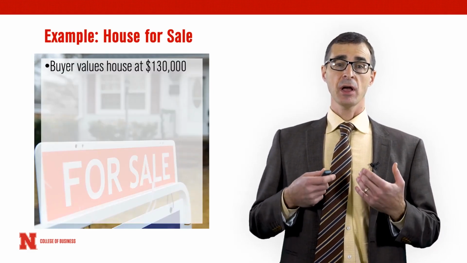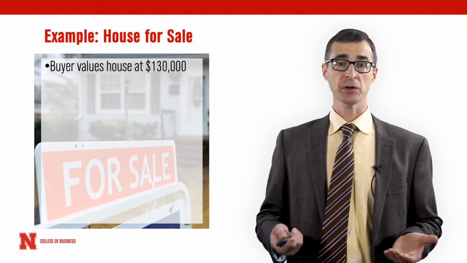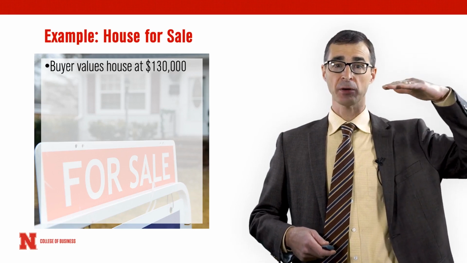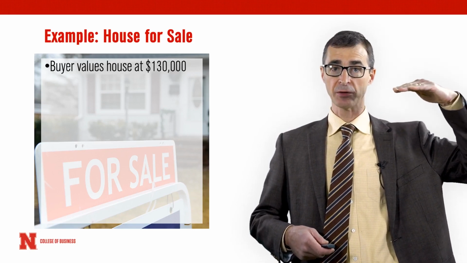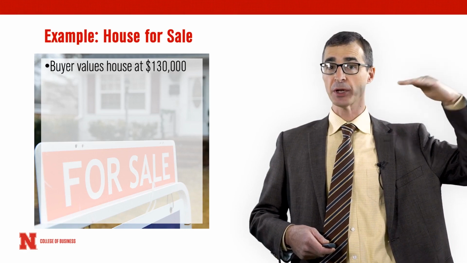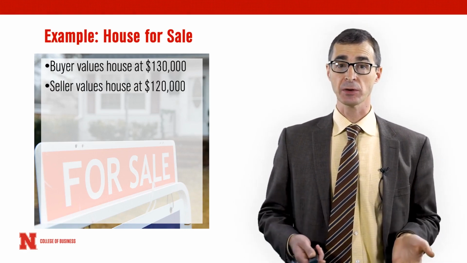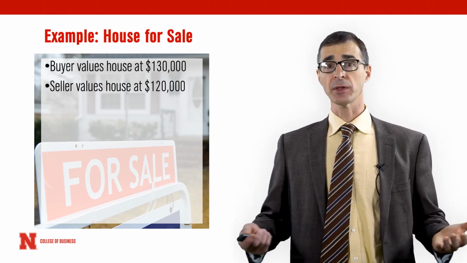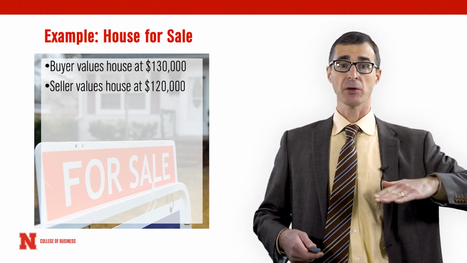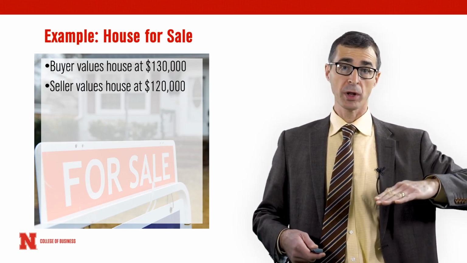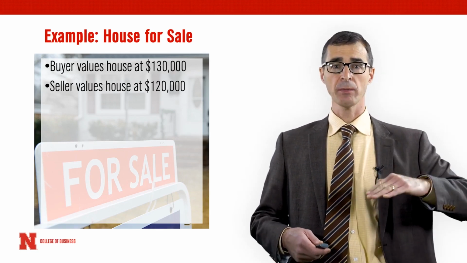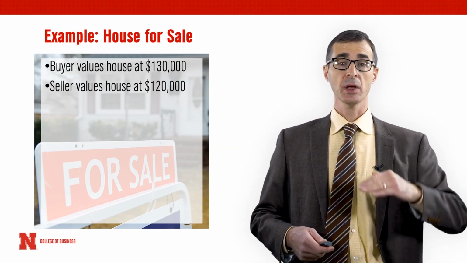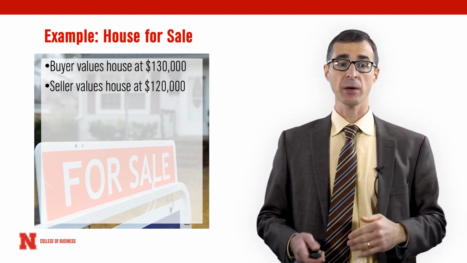Suppose that we have a house for sale and a potential buyer values this house at $130,000. You could think of that as their top dollar. They're willing to pay up to $130,000 because that's the level at which they value it, but no more. At the same time, the seller who's residing in the house values the house only at $120,000. You could think of this as their bottom dollar. They'd be willing to sell the house for $120,000, but no lower. So we've got some wiggle room here. We can see $10,000 of wiggle room between the seller's bottom dollar and the buyer's top dollar.